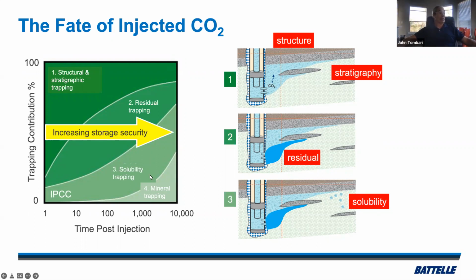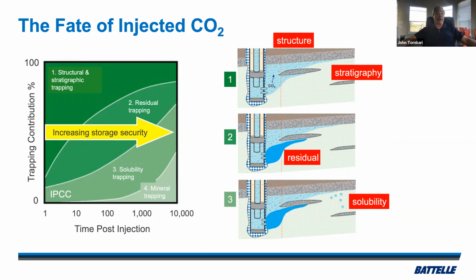Now, secondly, and a little bit later in time, and very important, is residual trapping. So as the CO2 moves from pore to pore through the sand grains, bits of CO2 will snap off in the pore throats and be left behind and stick to the grains themselves. And a residue of sorts will be left behind. So you get residual trapping.